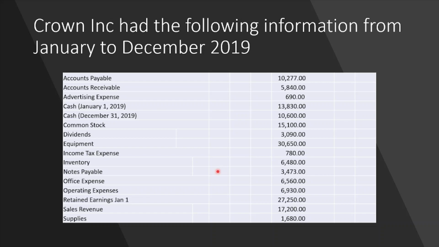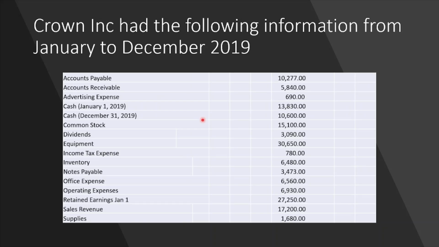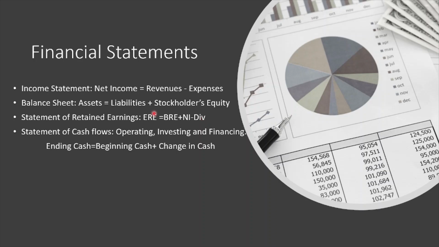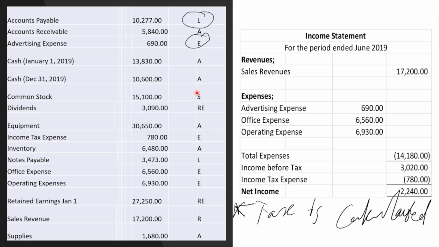And what that does for you, let me show you what I've done here. See how I've labeled each of these accounts. What that does for you is that you can go back to your equation and say, okay, the first statement I'm preparing is the income statement. Income statement is net income, is what I need to get, equals revenues minus expenses. So I have to just go to what I have labeled and just list all the revenues.